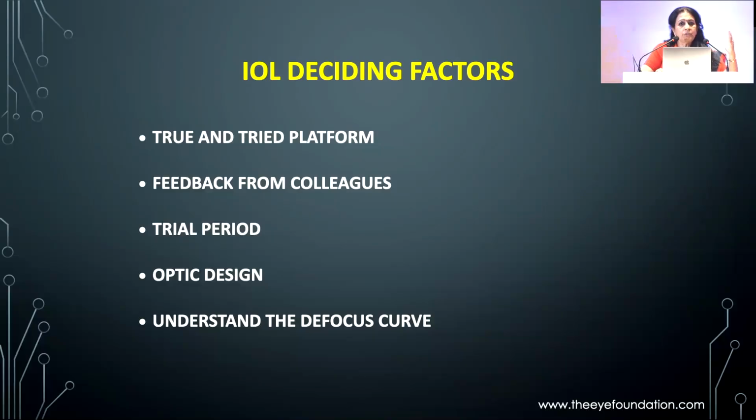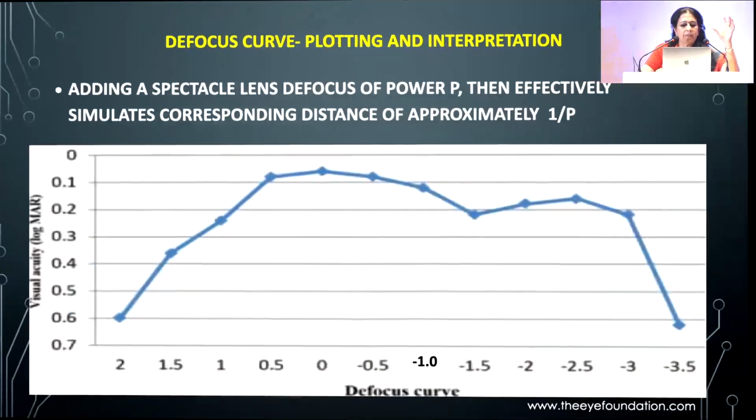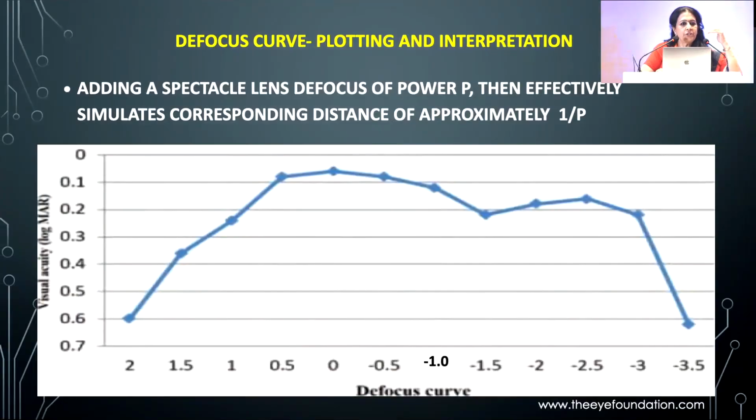So you also need to see the trial platform, hear from your colleagues, try it on your patients, look at which design of optics is more effective, and also understand the defocus curve. Now, defocus curve, I already alluded to, is a real world or the best objective measure to understand what is the range of vision of that particular intraocular lens. So how do you measure defocus curve?